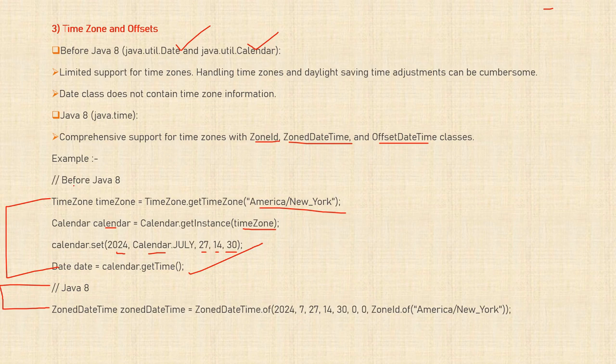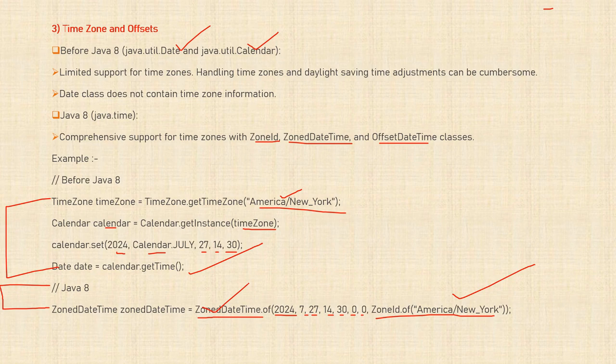In Java 8, if you want to do this, you can do it like this. We have the class ZonedDateTime, and we can call ZonedDateTime.of, providing year, month, date, time, minute, second, and millisecond, and then the ZoneId. Here we provide America/New_York. With the time zone like this, we can get the date time in Java 8 using this class.